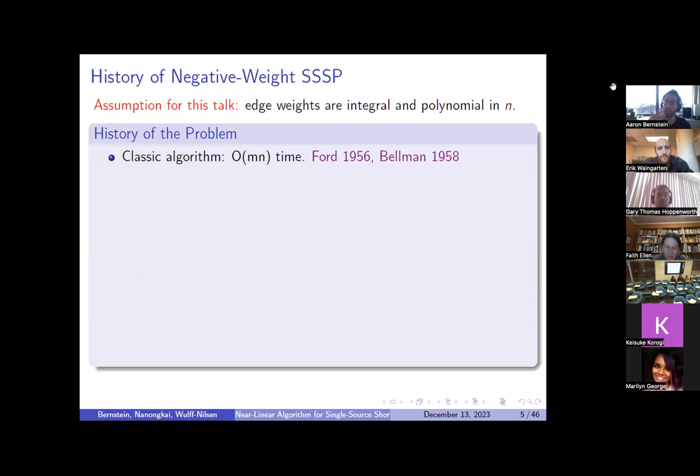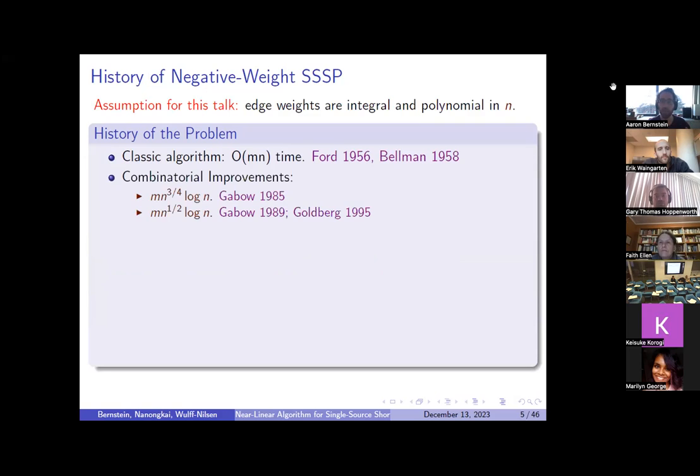Let me talk about the history of improvements over this. There are three phases for this problem. The first phase was in the 50s, this classic Bellman-Ford algorithm, and after a while it remained at mn. Then there was a series of improvements using various combinatorial tools like scaling and price functions, and they brought it down to m√n. And then it remained open for a very long time: can we beat m√n? It was unclear how to do that.